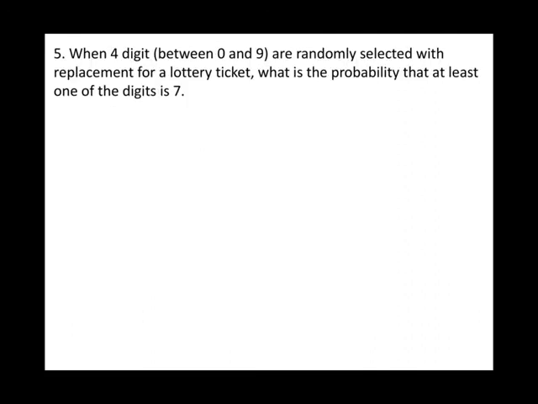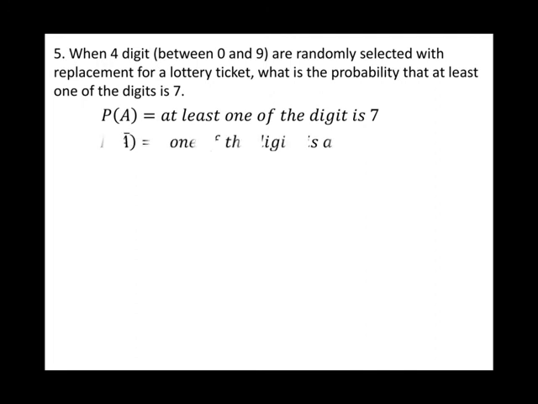Okay, one more example. When 4 digits between 0 and 9 are randomly selected with replacement for a lottery ticket, what is the probability that at least one of the digits is 7? Okay, probability of A equals at least one of the digits is 7. So what is the complement? Complement will be none of the digits is a 7. Okay, so use the complement formula.